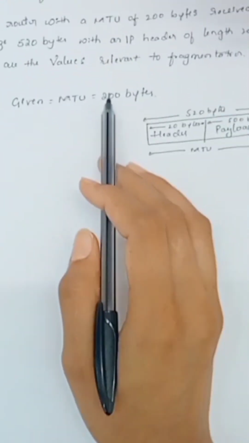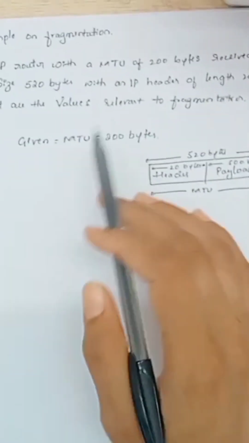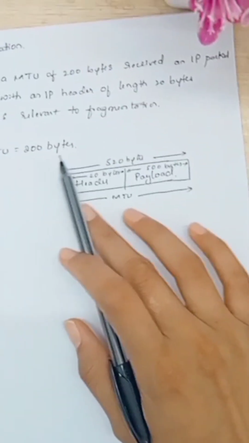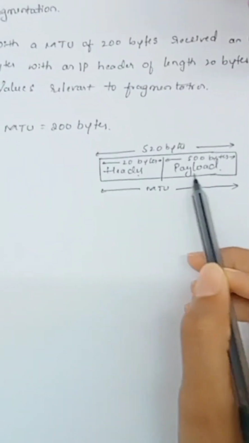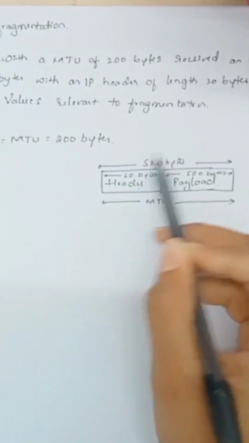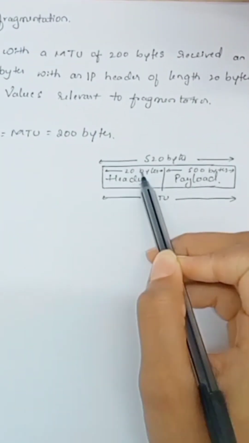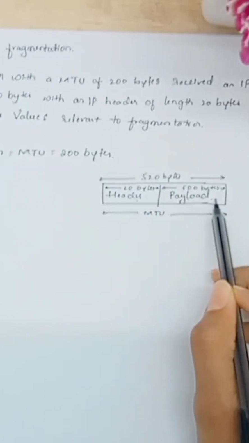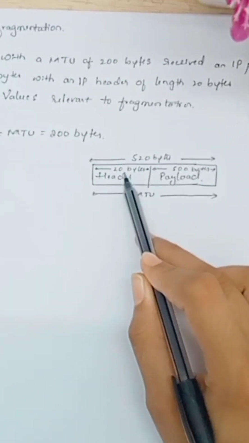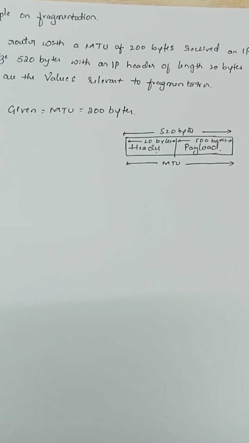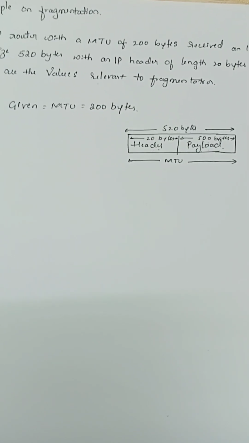Given MTU equals 200 bytes. MTU means maximum transmission unit. So MTU mainly consists of a header and a payload. The given IP packet size is 520 bytes and the header is 20 bytes. So the payload will be 520 minus 20, which is 500 bytes. Now you know that the total number of bytes in this IP datagram is 500 bytes, right?